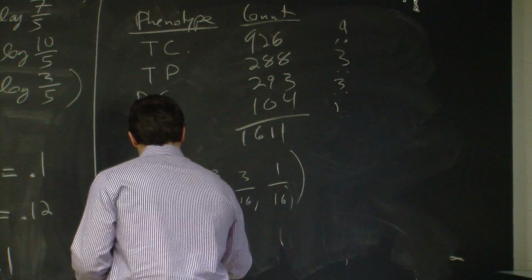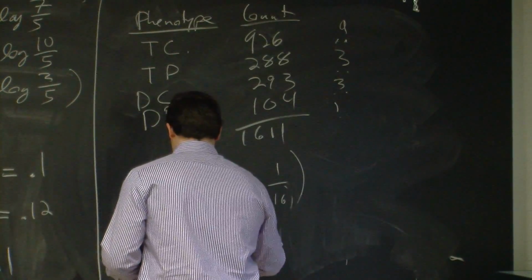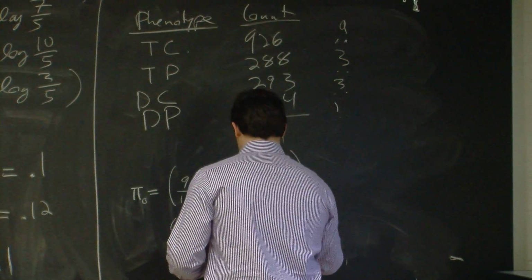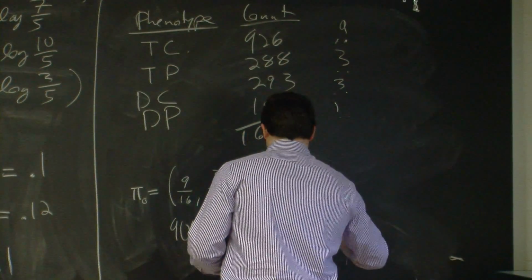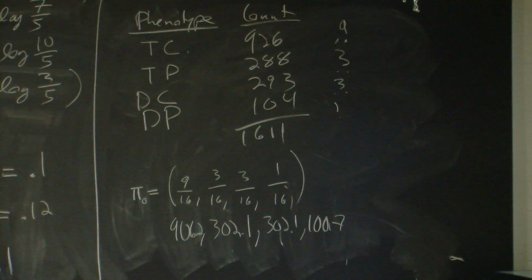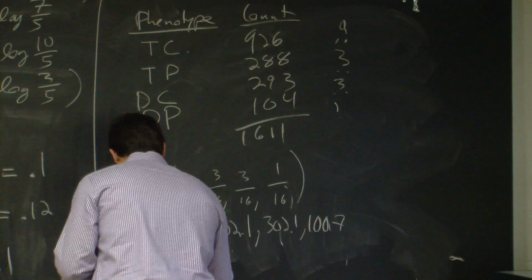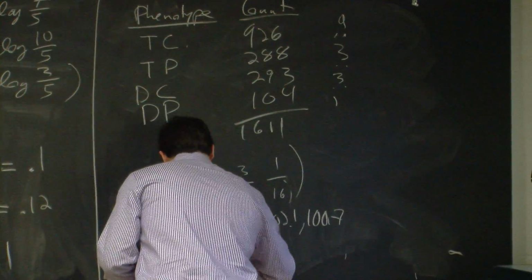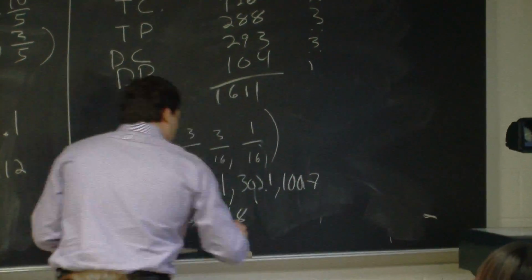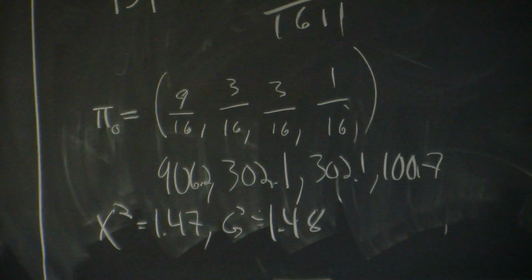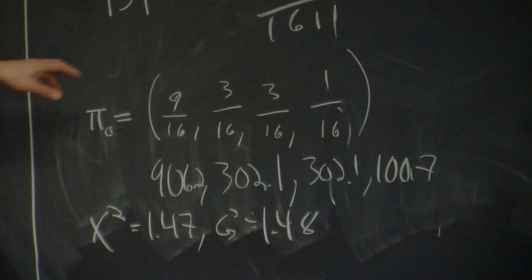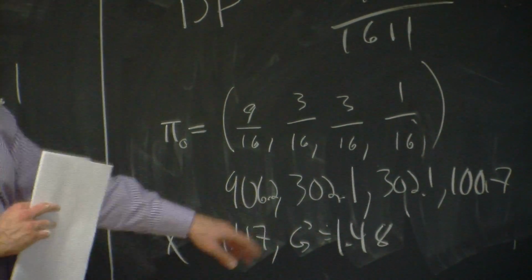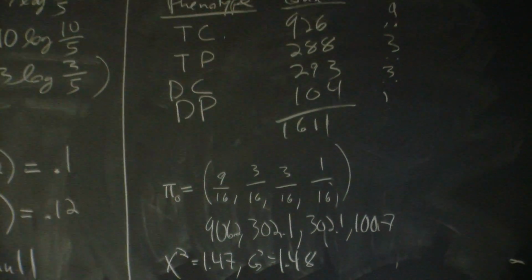which are 906, 302. Well, let's get them there. These are not going to be integers generally. 302.1 and 100.7. And you can compute the Pearson and deviance statistic and get that the Pearson statistic is only 1.47, the deviance 1.48. So in this example, you can tell, both because this is a pretty big number, and because these are really, really close, that n is close to infinity, that the asymptotic regime has taken over.